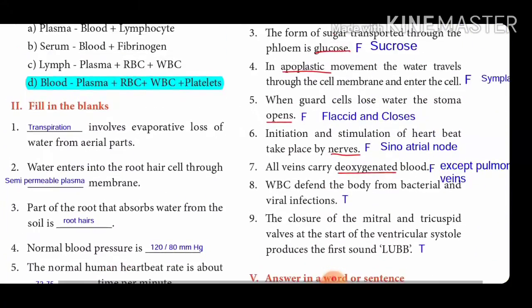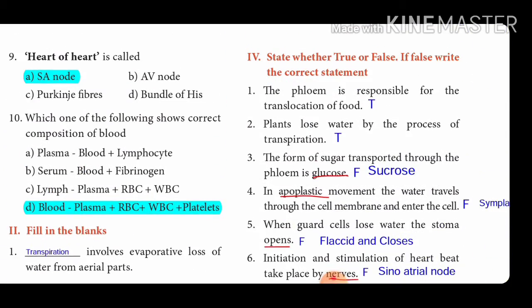Next one, true or false. First one, the phloem is responsible for the translocation of food. It's true. Second one, plants lose water by the process of transpiration. This sentence also true. Third one, the form of sugar transported through the phloem is glucose. It's not glucose, it's sucrose.